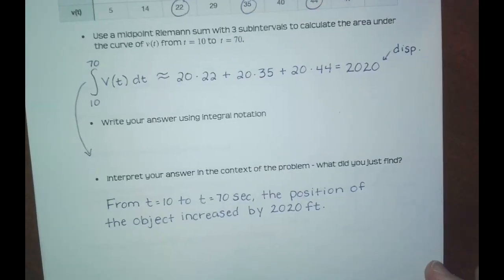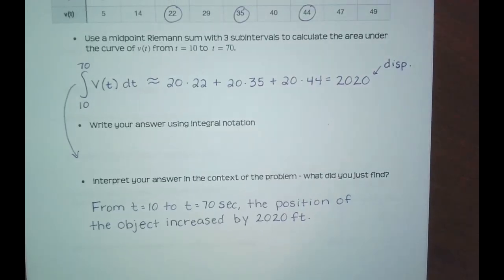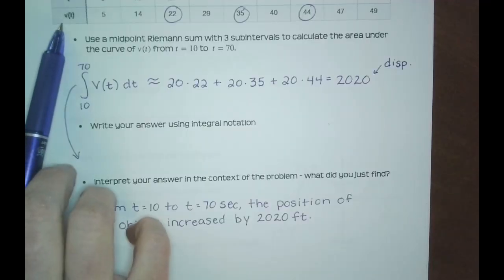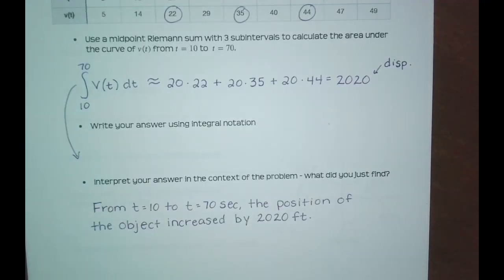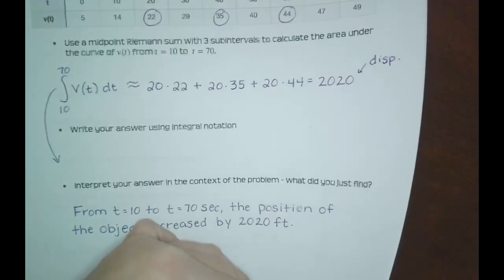We are going to eventually talk about how we could get that actual position function. We couldn't do it with something like this where we just have a bunch of data points, but if we had an equation to work with, we'll be able to do a process to actually find the position function. Okay, but this represents the change in the position because the velocity is the derivative of position. Okay, let's move on to the stuff that I think is actually more important today.